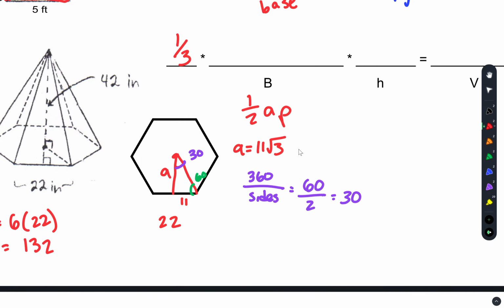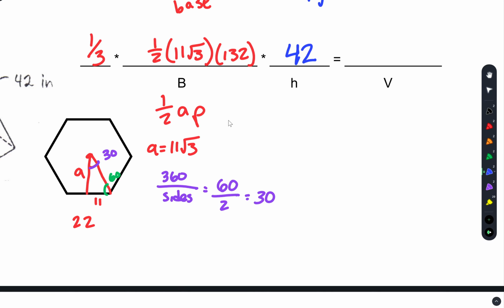Any questions? Okay. So then let's plug it in. The base is 1/2 apothem times perimeter. And then the height of this shape, again, pay attention. We're using the height through the middle. Okay? Right angle from the apex down to the side, or down to the center, not the slant height. This is 42. Good? Plug it in.